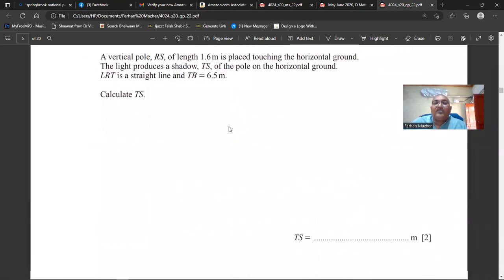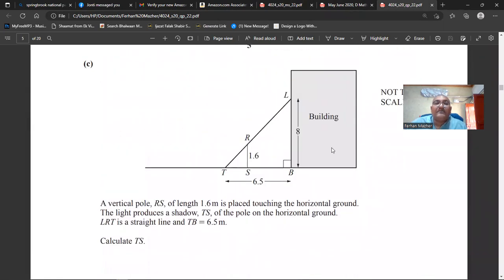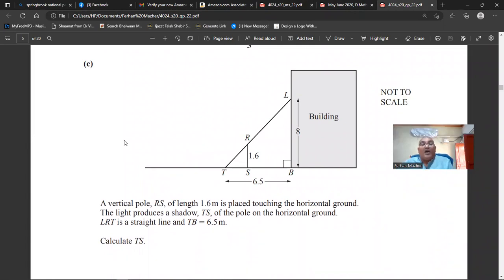Okay, the next part is of 2 marks, and this is the diagram basically, and they say a vertical pole RS of the length 1.6 meter is placed touching the horizontal ground. So because this is vertical and this is horizontal, this angle will be 90. The light produces a shadow TS. This is the shadow, TS is the shadow. On the horizontal ground, LRT is a straight line and the TB is 6.5 meter. Calculate the TS. Okay, so their question is TS.